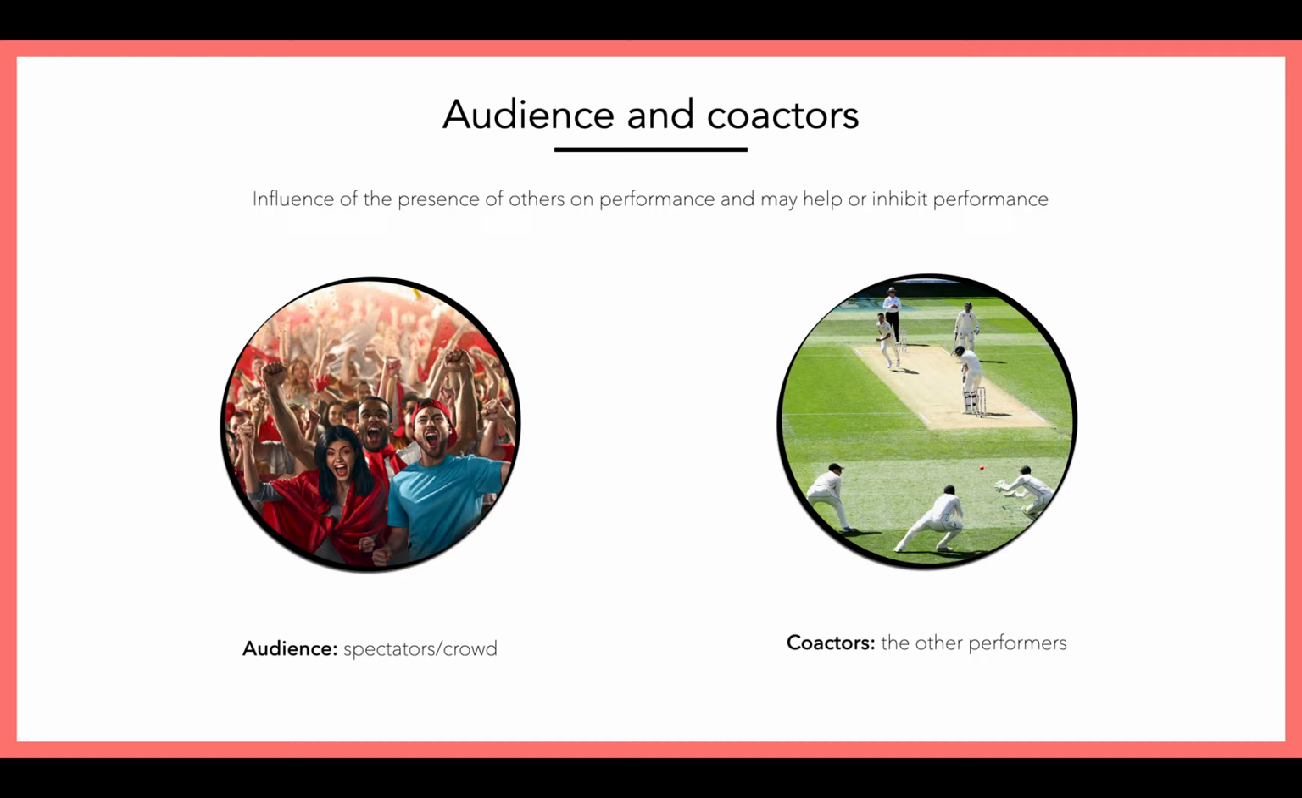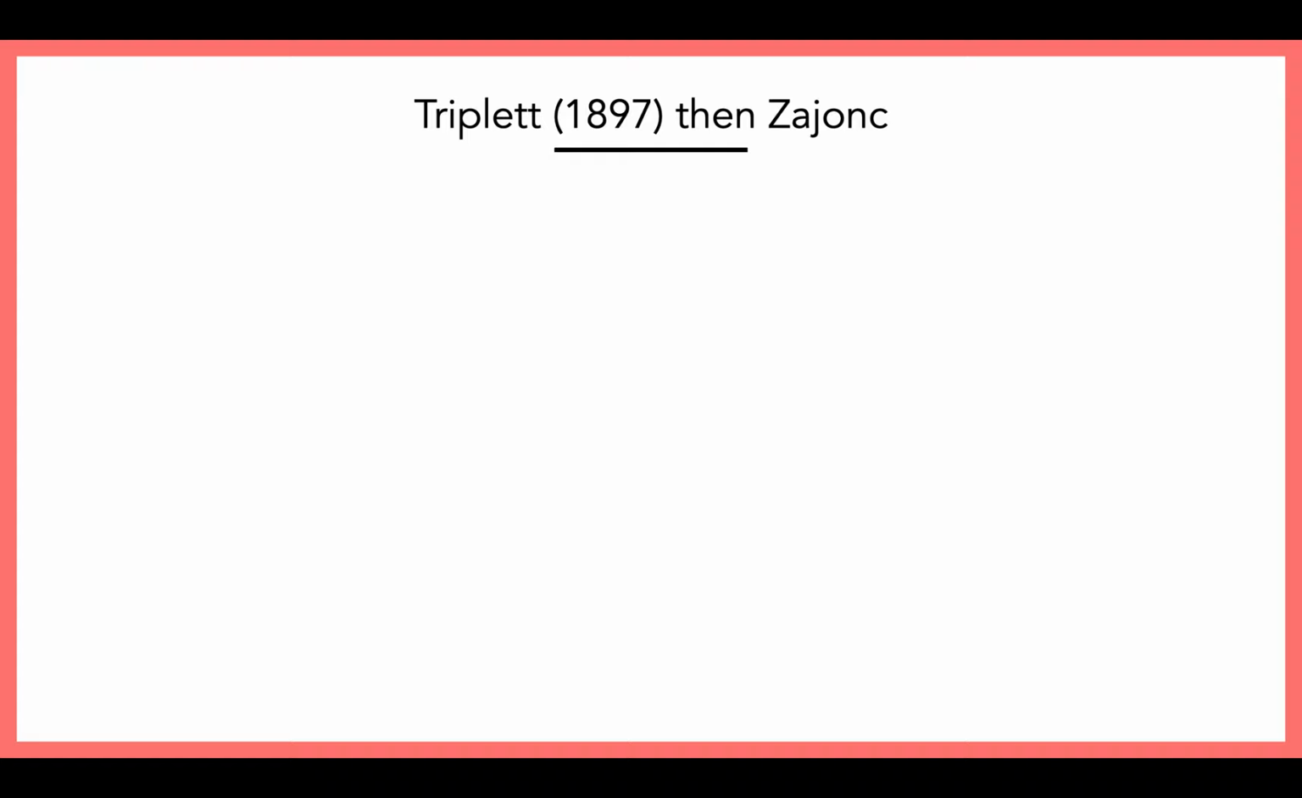So we're going to start and look at where this came about. Now, with the CIE syllabus, we need to know about Zajonc, okay? However, it's very important to start with Triplett, even though it's not in the syllabus, because his work paved the way, basically. So we're going to take a look at this first. So Triplett provided the earliest studies in this area. And like I've just said, they paved the way for others, such as Zajonc, to do their research.